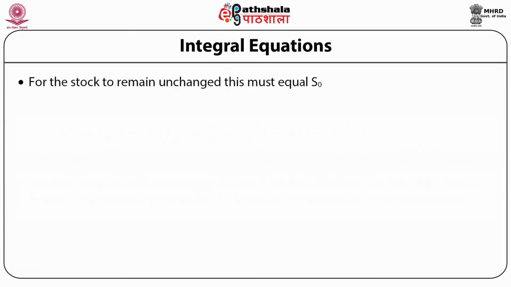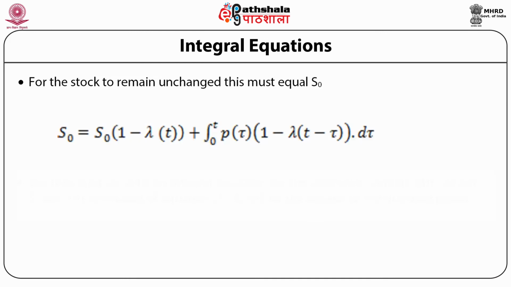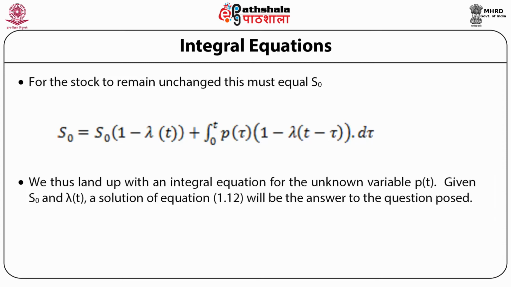So, for the stock to remain unchanged, this must equal S naught. Therefore, S naught is equal to S naught into 1 minus lambda t plus the integral from 0 to t over d tau, where the integrand is p of tau into 1 minus lambda of t minus tau. And this is the integral equation corresponding to the question which we had posed.